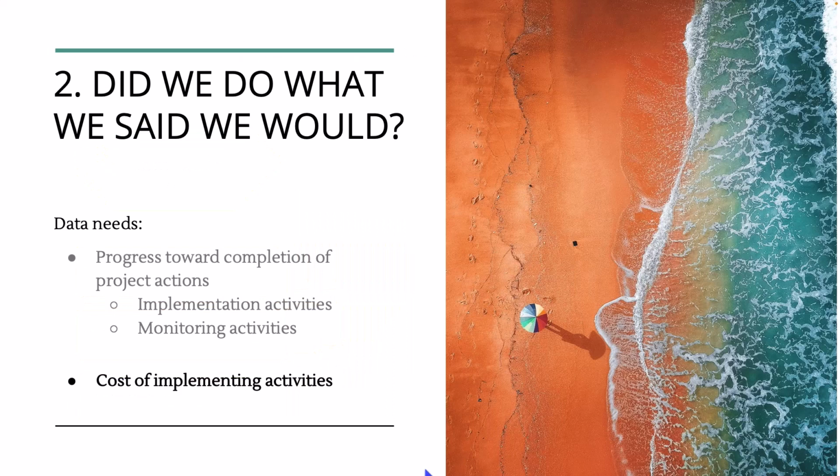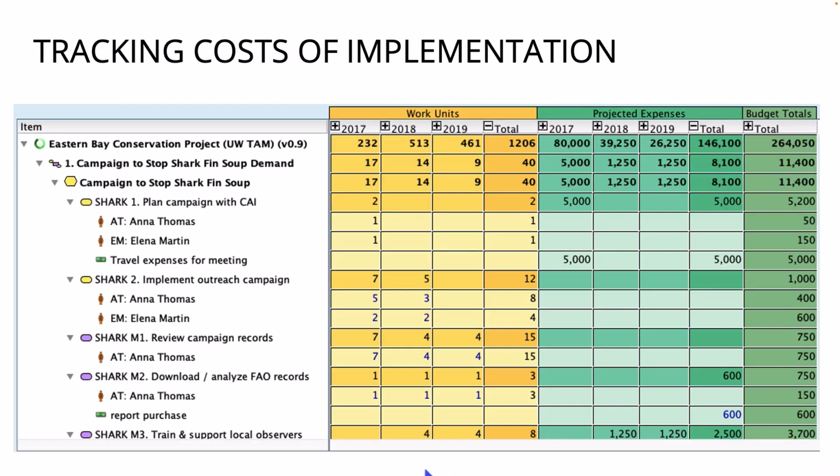Now let's take a look at the second part of question number 2. In addition to tracking progress towards completing your project actions, it may be helpful to track the costs of implementing your activities. This is a view of a high-level 4-year work plan and budget created in Marathi for a strategy to stop shark fin soup's demand from the Conservation Essentials Step 3 course. Many conservation organizations track this same type of information in Excel.